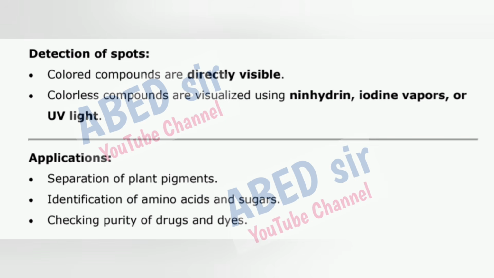Detection of spots. Colored compounds are directly visible. Colorless compounds are visualized using ninhydrin, iodine vapors, or UV light. Applications: separation of plant pigments. Identification of amino acids and sugars. Checking purity of drugs and dyes.